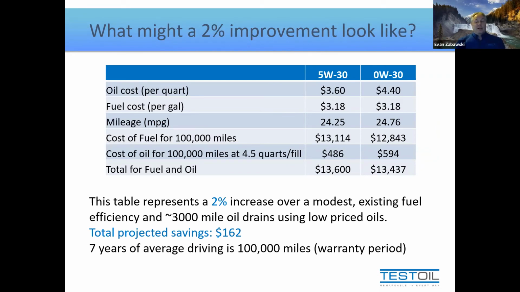And I just took the average price of fuel as of a week ago. And you look at average mileage in a vehicle and compare that to a 2% increase on the average mileage of a vehicle. Extrapolate all that data for 100,000 miles for a full warranty period of a vehicle, and you're going to work out it's about $160 savings if you get a 2% increase, changing your oil roughly every 3,000 miles. Just to show you some different math, here it is.